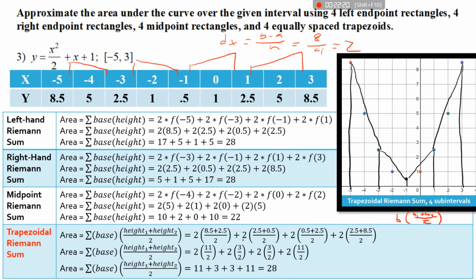Okay, for the second trapezoid, I'll take my height at -3, which is 2.5, and my height at -1, which is 0.5, and average those together. So that's 3 divided by 2 is 1.5, and then multiply by my base. 1.5 times 2 is 3. So when I do this for all 4 of these trapezoids and add them together, I get 28.